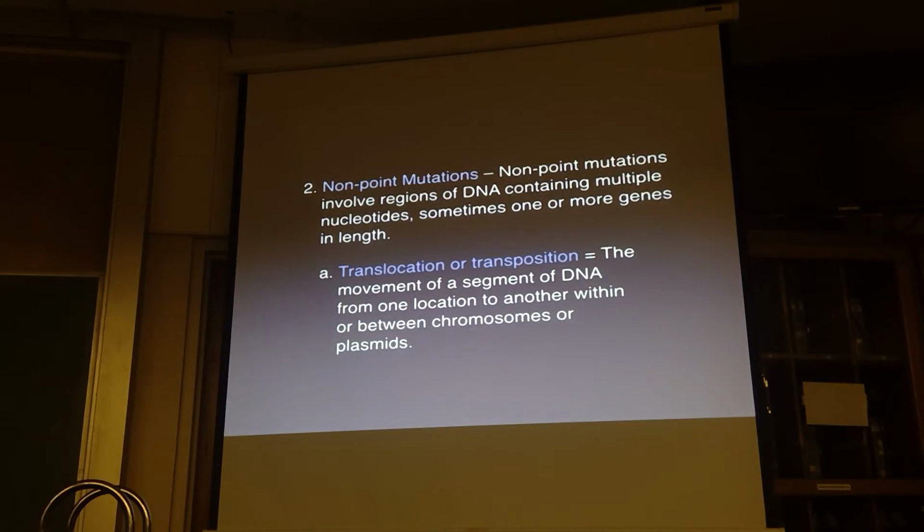One way that this type of mutation can occur is through what's called a translocation or transposition. I should warn you up front, watch out for the trans words. We had transcription and translation. Transcription is RNA synthesis. Translation is protein synthesis. Now we're going to have translocation and transposition.